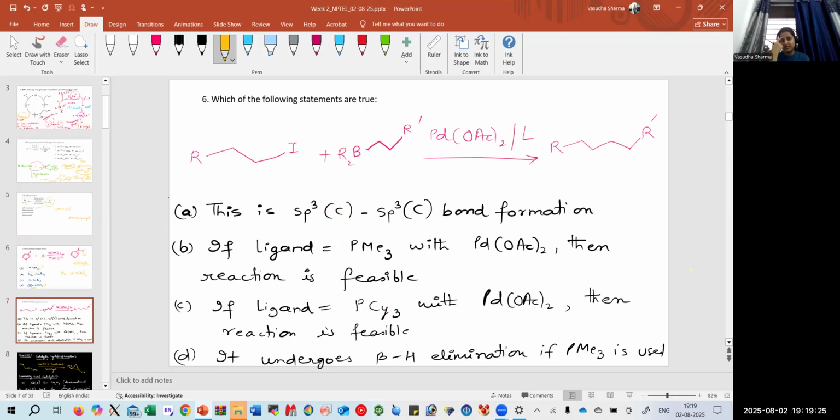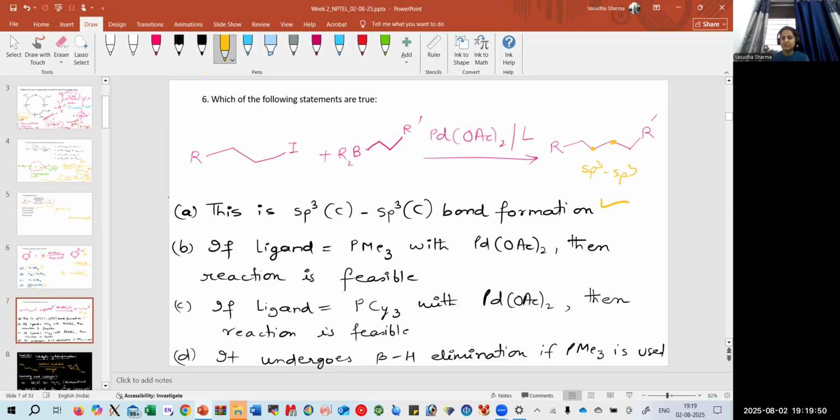And the last question that we have is, you have been given a reaction where the alkyl halide and organoborane compound have been given. Now you need to find out which of the following statements are correct. So is this an sp3-sp3 bond formation? Yes, it is indeed an sp3-sp3 bond formation. So this is an sp3-sp3. So option A is correct.